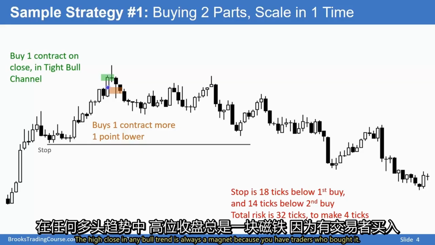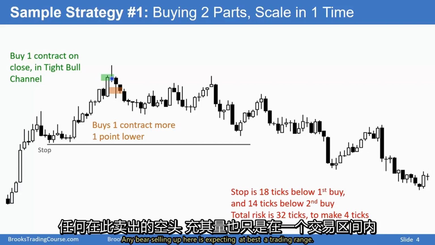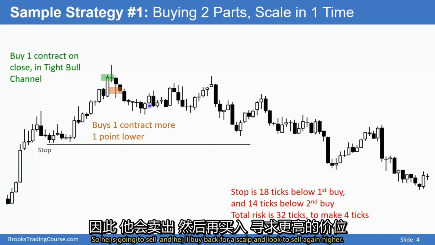The high close in any bull trend is always a magnet because you have traders who bought it. And usually, a market does not reverse down into a bear trend. It reverses down into a trading range. Any bear selling up here is expecting at best a trading range. So he's going to sell and he'll buy back for a scalp and look to sell again higher.